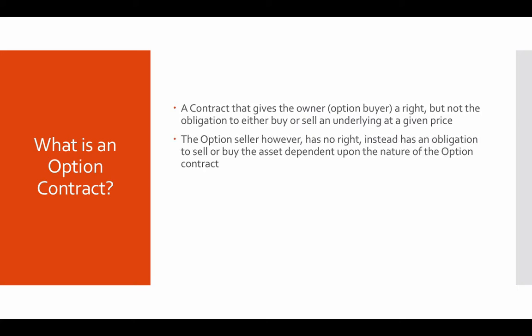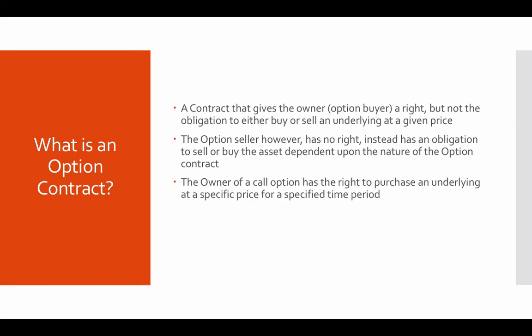Next, the option seller, however, has no right, but instead has an obligation to sell or buy the asset, depending upon the nature of the option contract. So the nature of the option contract will determine whether the seller, or the person who writes the option, also known as the option writer, will only have an obligation to either sell or buy the asset.